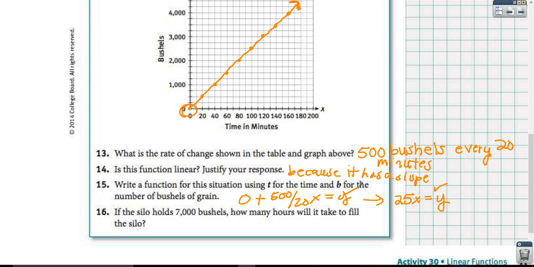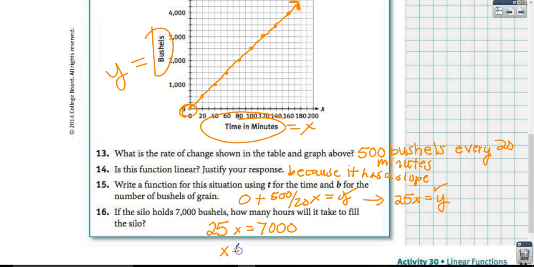The silo holds 7,000 bushels. How many hours will it take? So we're going to plug that into our equation. I'm going to use the 25x one because it is just easier to work with than 500 over 20. So our x, if we look here, is time in minutes. Our bushels is going to be that y. It's telling me how many bushels, so I'm going to put that in my y spot. And then we just solve by dividing both sides by 25, and that's going to give me x equals 280 minutes. If you have any questions on that, make sure to raise your hand.